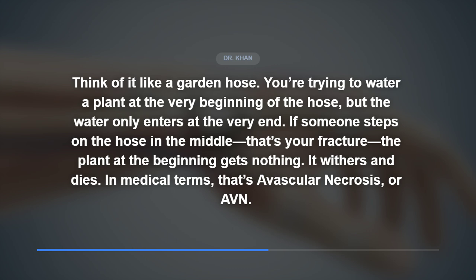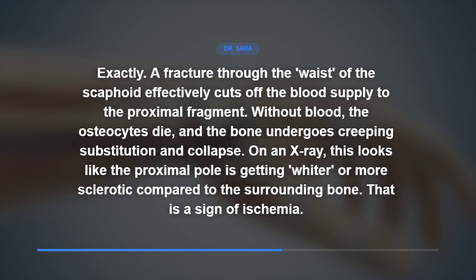Think of it like a garden hose. You're trying to water a plant at the very beginning of the hose, but the water only enters at the very end. If someone steps on the hose in the middle, that's your fracture. The plant at the beginning gets nothing. It withers and dies. In medical terms, that's avascular necrosis, or AVN.